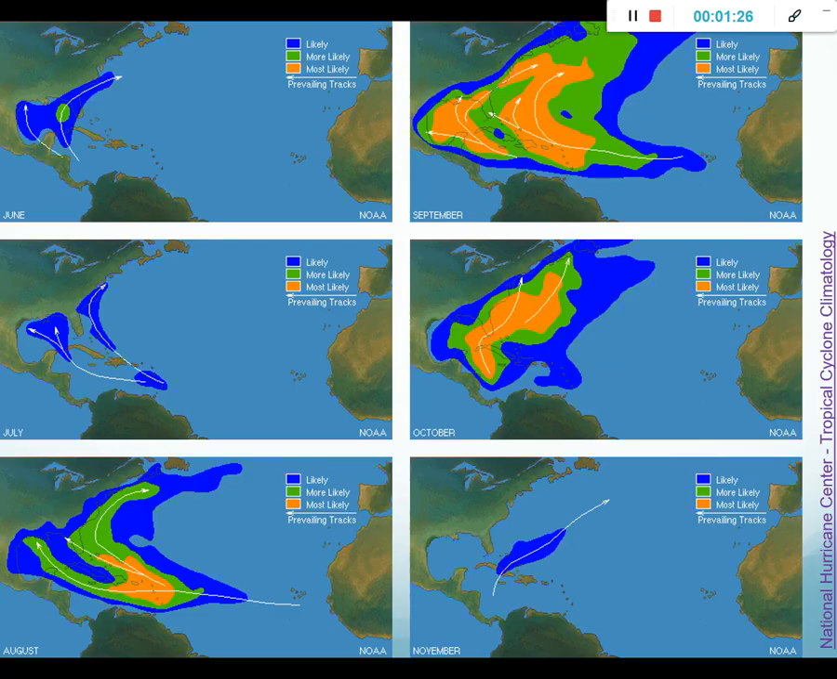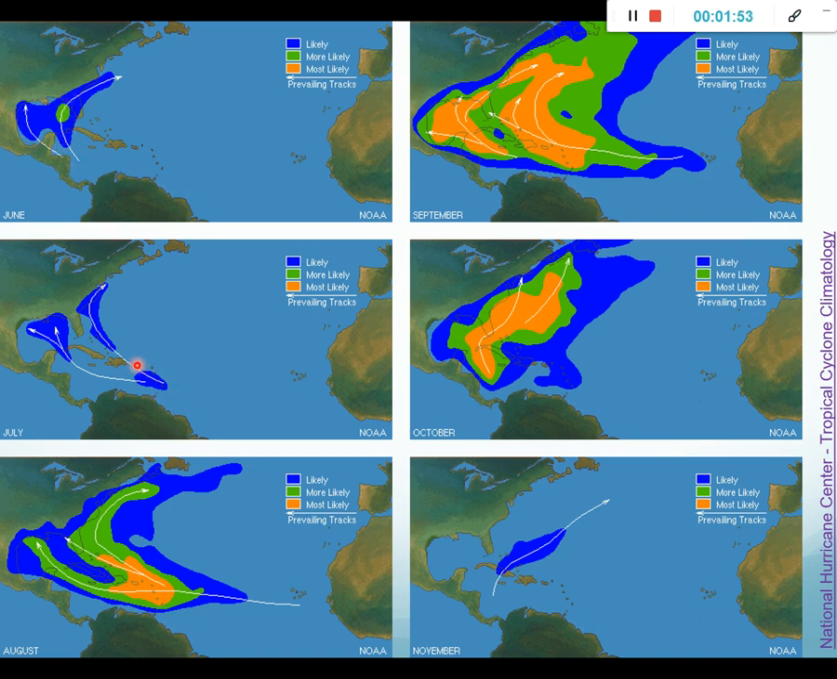Let's take a look at it by month. In June, one of the primary areas for cyclones to form are the Caribbean and the Gulf of Mexico. Not very often, not very likely, honestly. June's a very quiet month. Even though it's officially hurricane season, it's relatively quiet. But if you get a storm that forms, it would likely be in one of these areas.